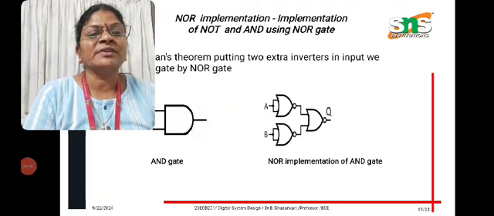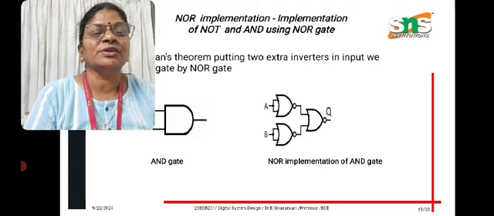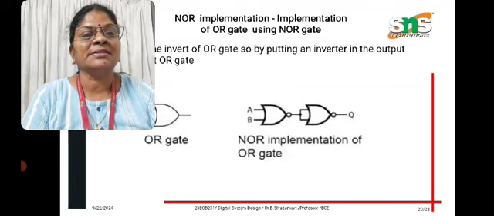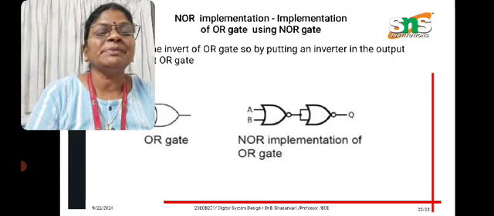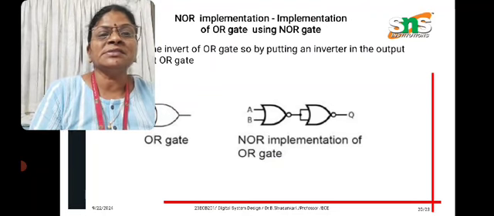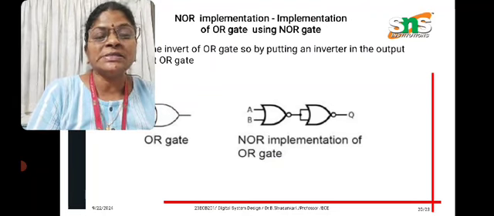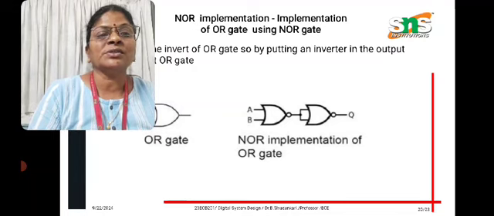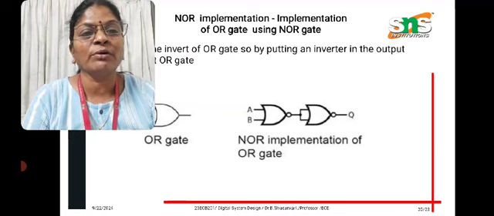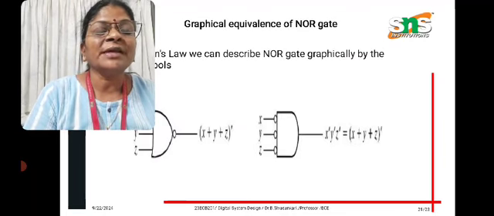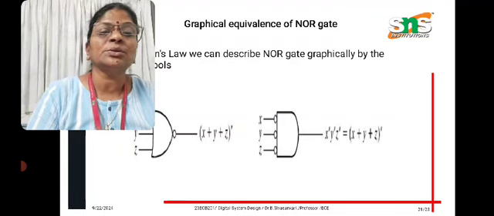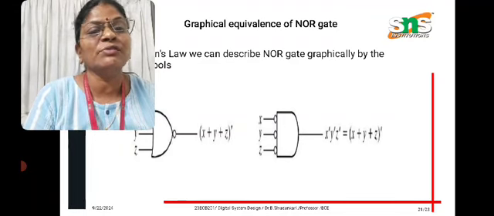So likewise, we are using NOR gates. If it is inverted twice, we will get the same answer. Okay. So the NOR implementation of the OR gate using NOR gates is, in the previous slide we used the AND gate. Instead of the AND gate we are using the OR gate, and this is the representation of the NOR implementation of the OR gate. Okay, so the graphical equivalence of the NOR gate, as we have seen for the AND gate, here we are seeing the graphical equivalence of the NOR gate.